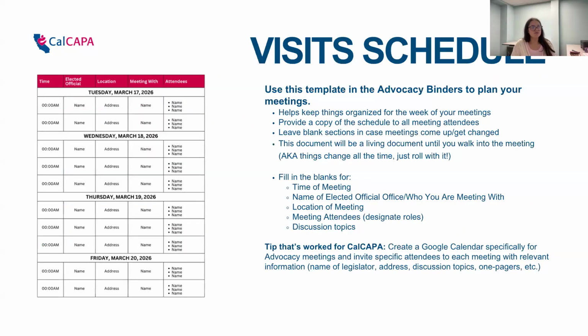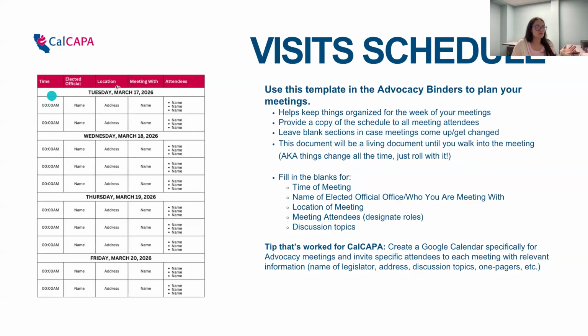So first, the visit schedule. We really encourage you to have one page for anyone who might be coming to these visits. If your whole board's coming with you, make sure your whole board has a copy of this. Provide a copy of this schedule to everyone, and maybe leave some blank sections in case meetings come up and get changed the day of. I know Savannah can attest that things change all the time on this. So make sure you have copies for everyone, but everyone knows that things can change at any time. It's a living document right up until you walk into the meeting.